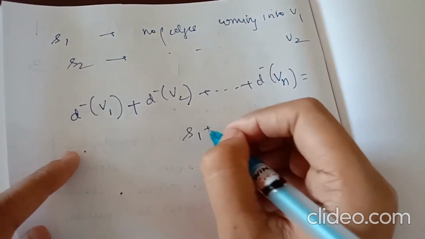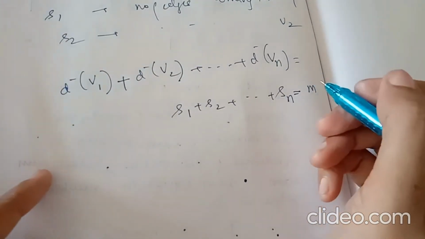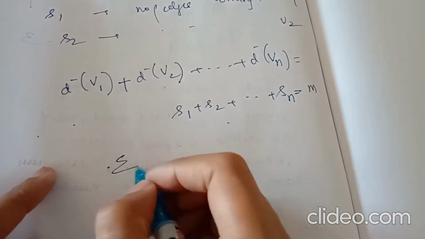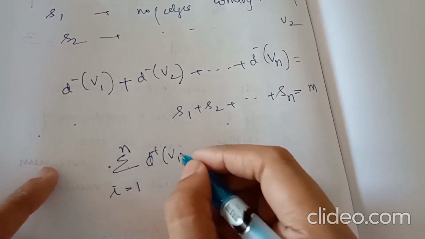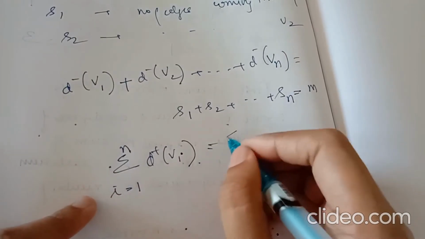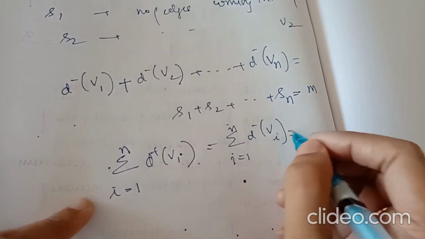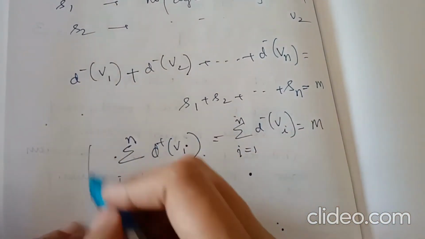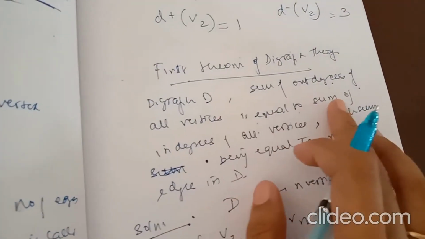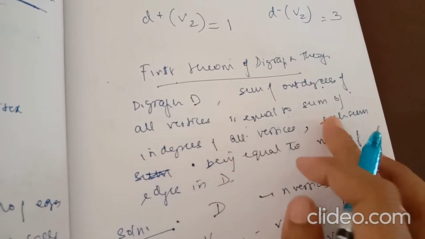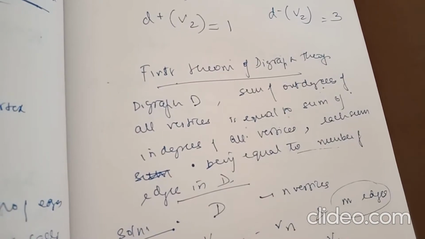It is nothing but equal to S1 plus S2 plus Sn, which is nothing but the number of edges. So what we have got is, for all these n vertices, the sum of the out degrees is equal to the sum of the in degrees, which is nothing but the number of edges. And this is what we have to prove: the sum of the out degrees is equal to the sum of in degrees, which is equal to the number of edges. We have taken it as m edges, right?